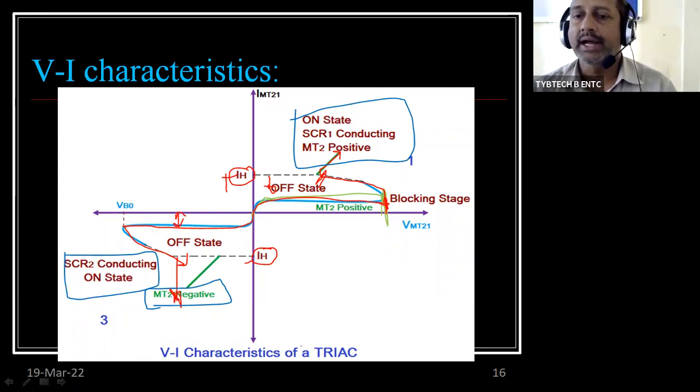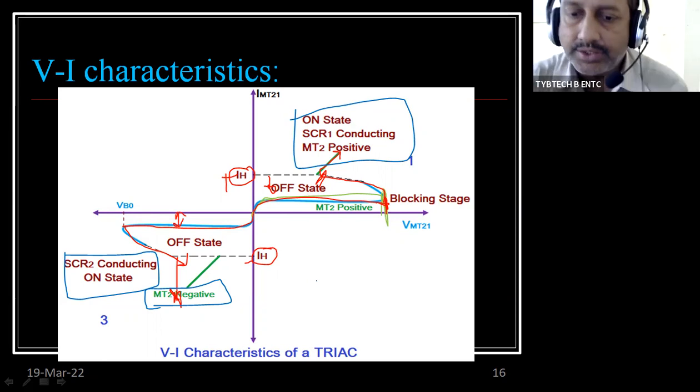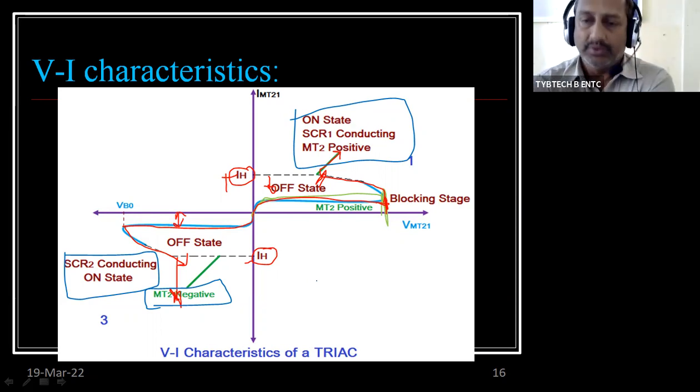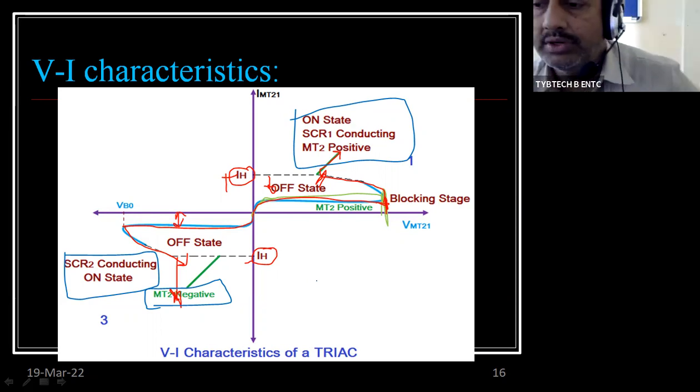Here in this, they have shown IH, that is the holding current. That is also a very important parameter. In the next diagram it was not mentioned. So you can combine the good points from both diagrams and make your final VI characteristic for DIAC.